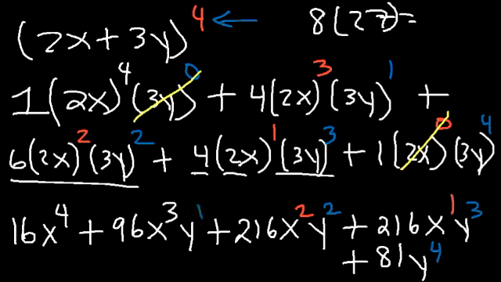So as you can see, all of the exponents associated with x are written in decreasing order, and the exponents associated with y are written in increasing order. So you should always see that. So let's say you have a question that asks you, what is the fourth term? The fourth term is 216 xy cubed. If they ask you for the coefficient of the fourth term, it's 216.